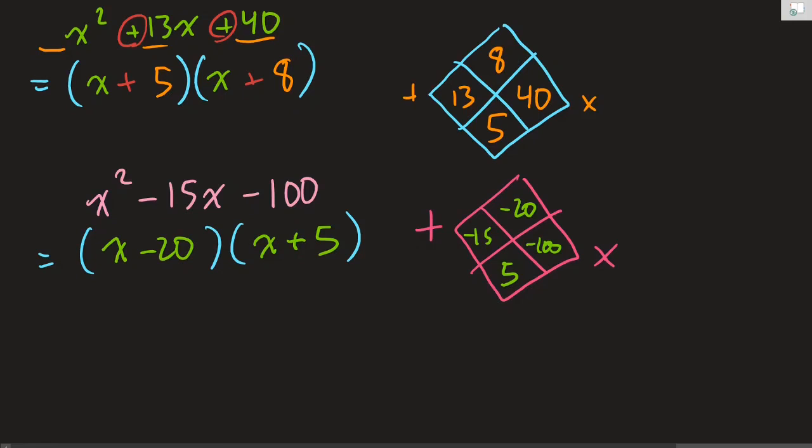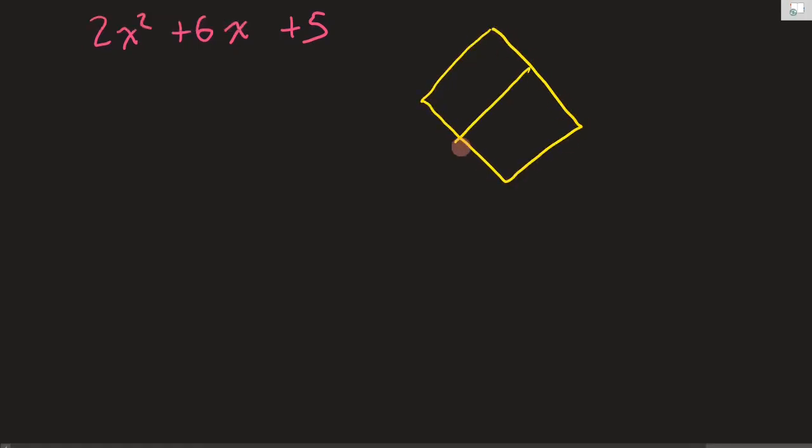Okay, now I want to do one more example. Now this last example we're going to do together because it's a little bit different than the ones we've done so far. It is 2x squared plus 6x plus 5. And we'll go through the diamond puzzle together and you'll see why I've given you guys this example. So I need my product here, my sum here. My sum is 6. My product is 2 times 5 is 10. Now everything's positive, so it's going to be plus and plus.